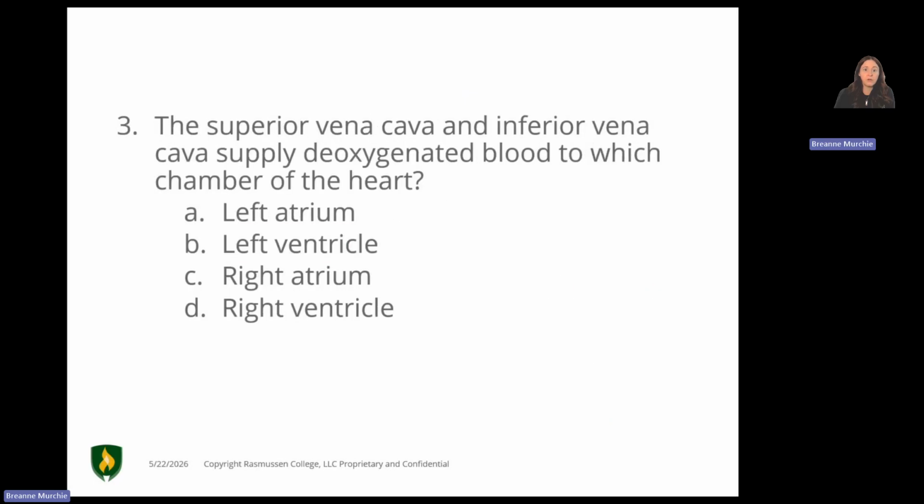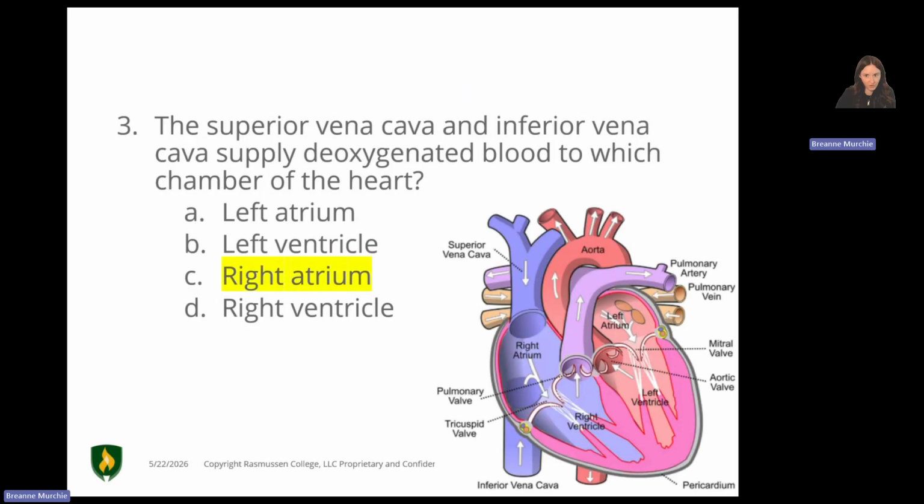Number 3, the superior vena cava and inferior vena cava supply deoxygenated blood to the right side of the heart and the superior chamber. So it's going to be the right atrium here. Okay. Remember, right side of the heart is deoxygenated blood or oxygen poor blood. I always say the right side is blue, left side is red because the left side of the heart is going to have oxygen rich blood or oxygenated blood.